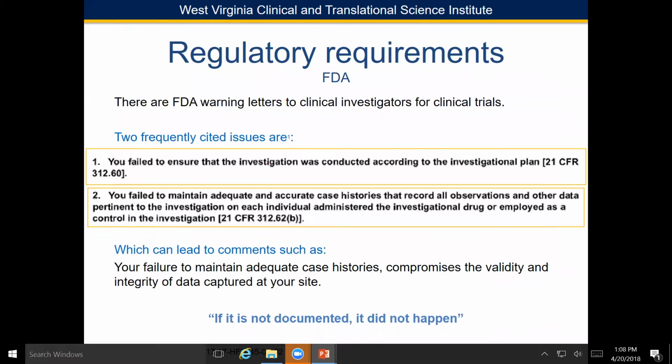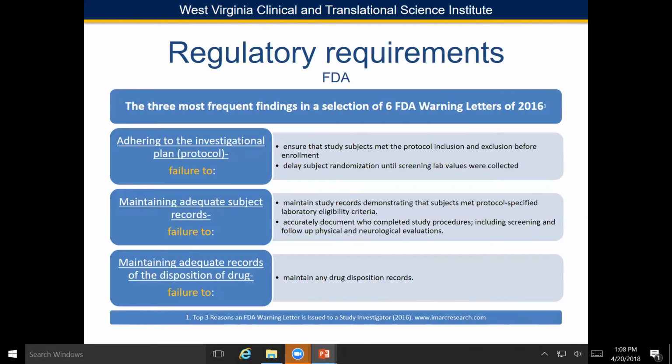So the cited issues here show that documentation of these is extremely important. Showing that you followed the protocol, so every requirement from the protocol should be traceable in the data, and also having accurate case histories. If you do not, this can lead to comments such as your failure to maintain adequate case histories compromises the validity and integrity of data captured at your site. It's a little bit cliche, but as we keep saying, if it's not documented, it did not happen.